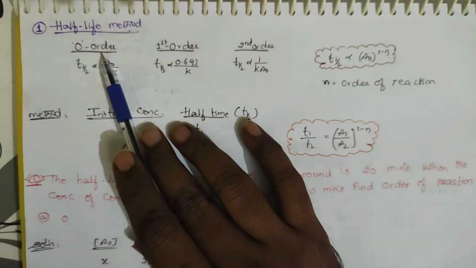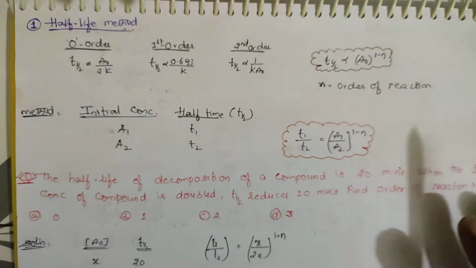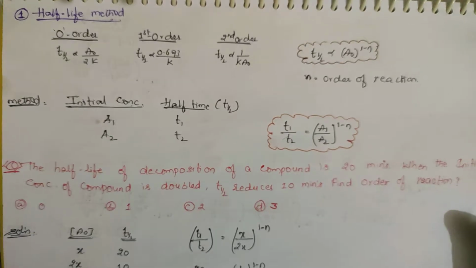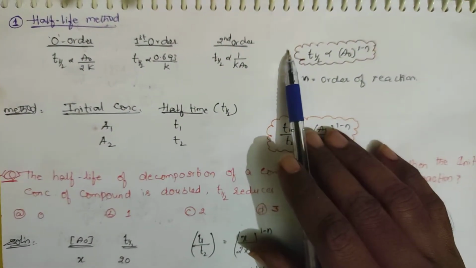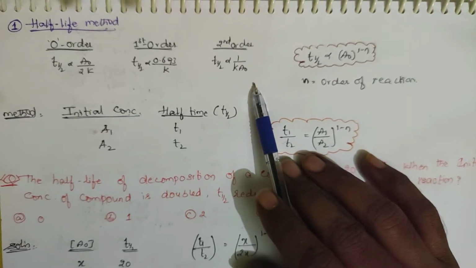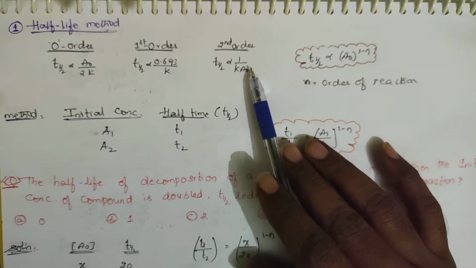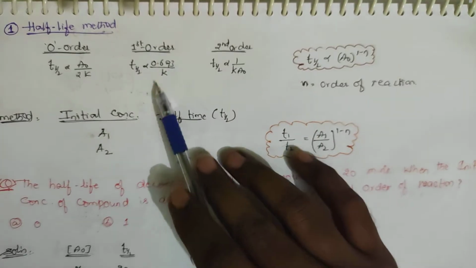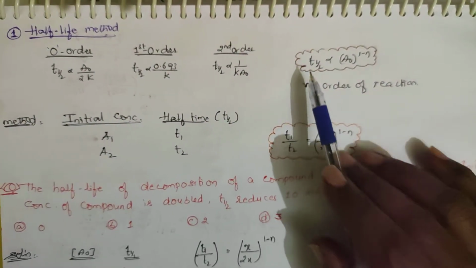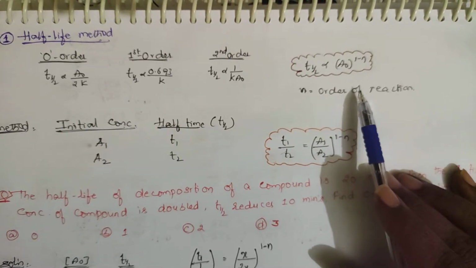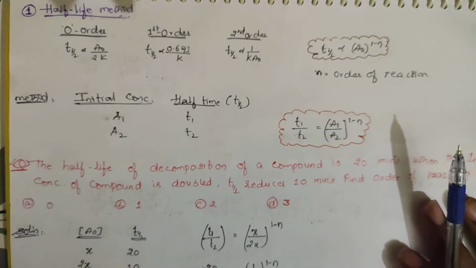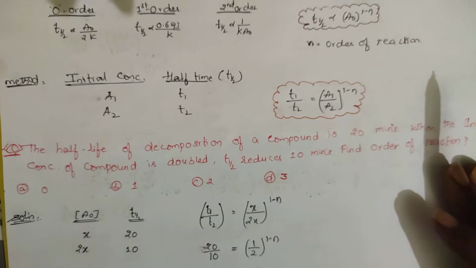For zero order, what is the T half? T half is equal to A naught by 2K. For first order, T half is equal to 0.693 by K. For second order, T half is proportional to 1 by K A naught. Generally, T half is proportional to concentration power 1 minus n, where n indicates the order of the reaction.